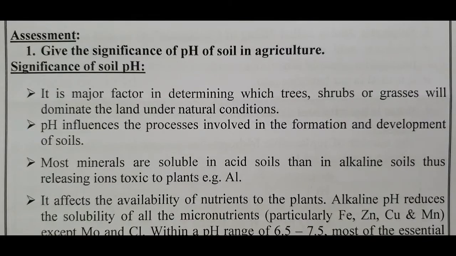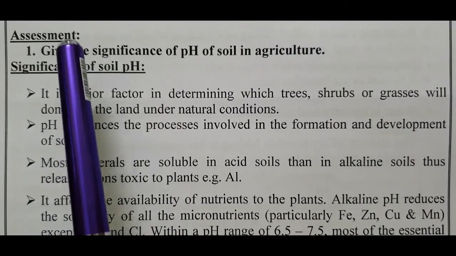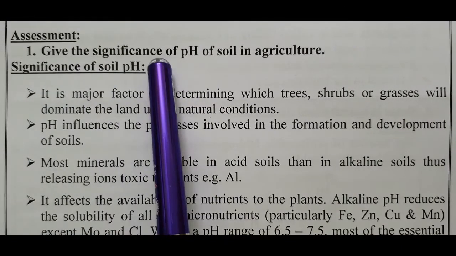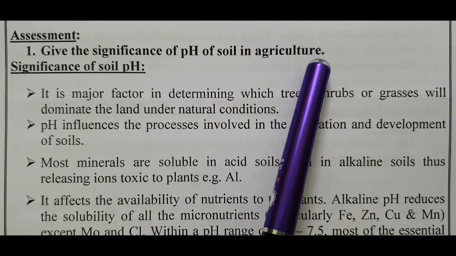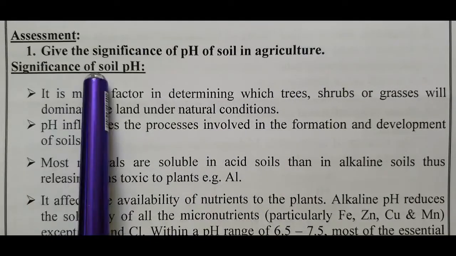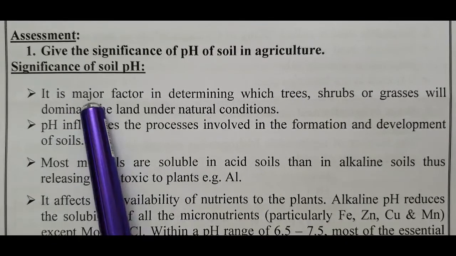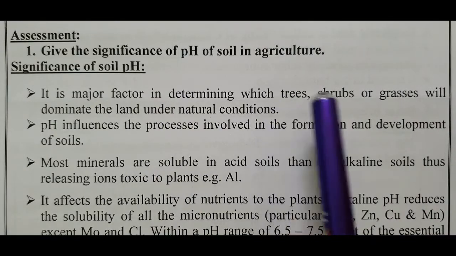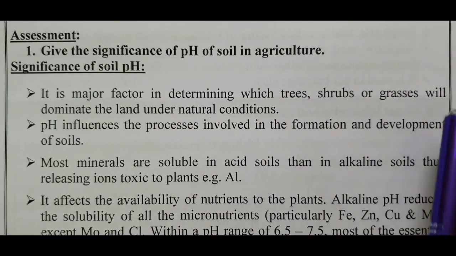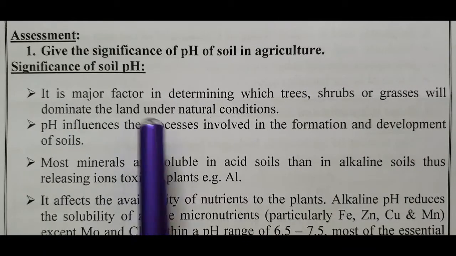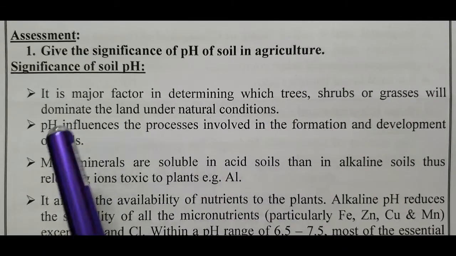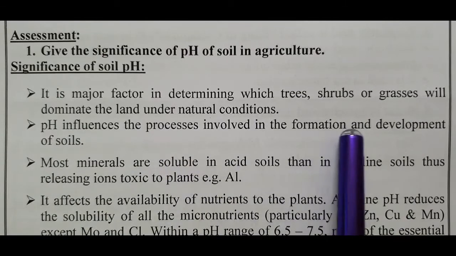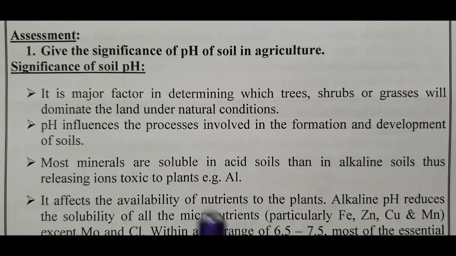Now come to the assessment part of this acids, bases and salts. Give the significance of pH of soil in agriculture. Significance of soil pH: it is a major factor in determining which trees, shrubs or grasses will dominate the land under natural conditions. pH influences the processes involved in the formation and development of soil.